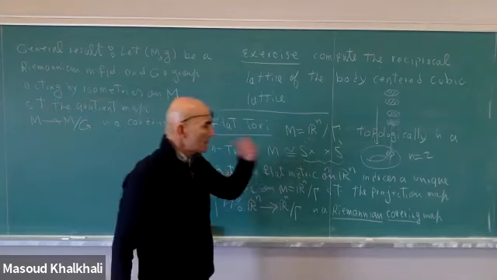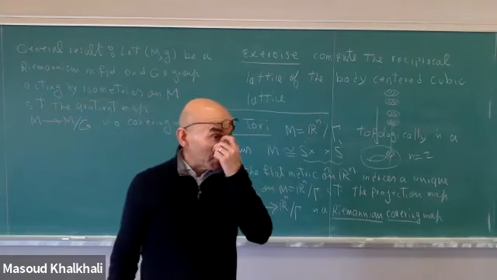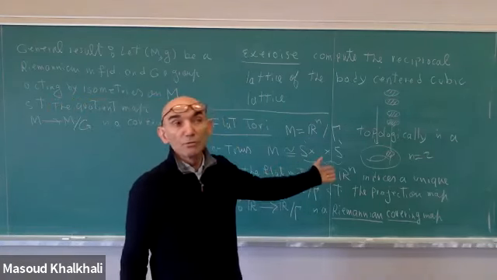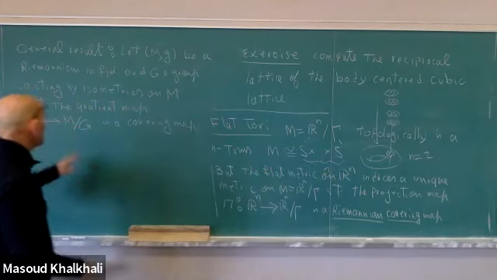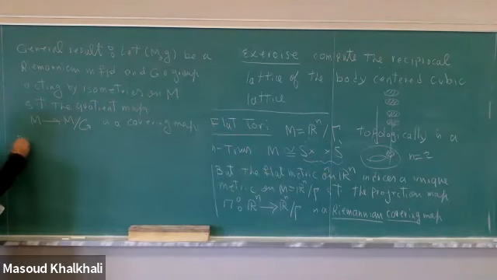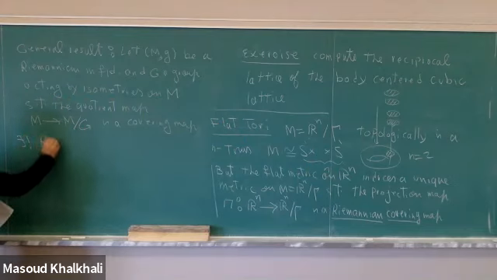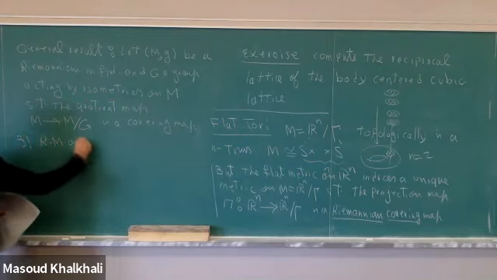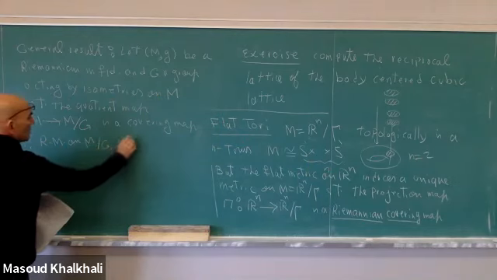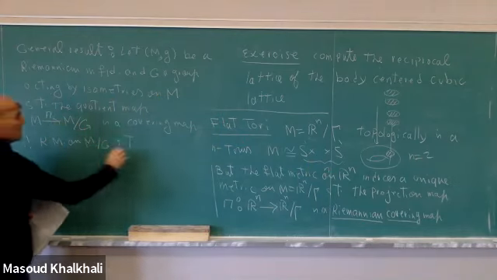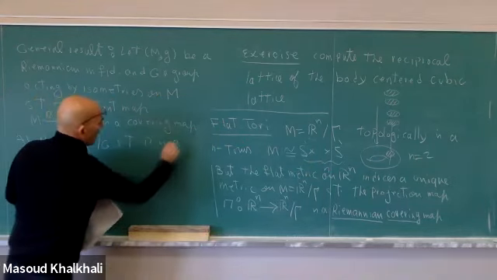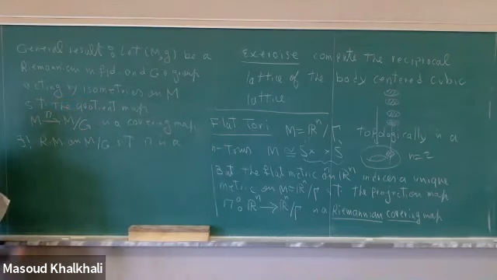So again, in this case, a similar argument as I gave here shows that there exists a unique Riemannian metric on M mod G such that this pi is a Riemannian covering map.